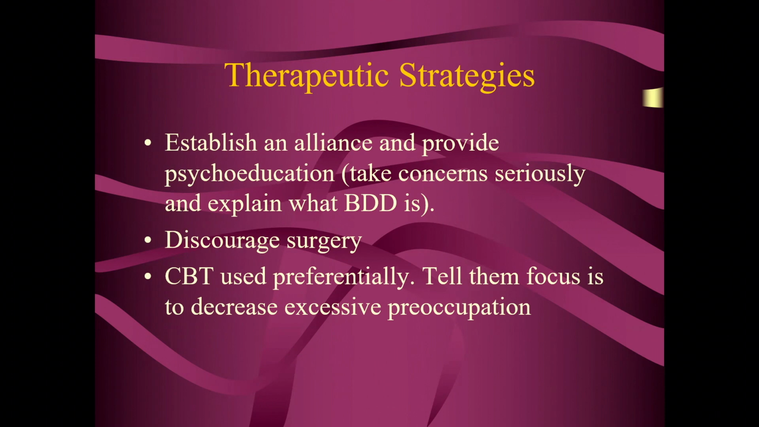Once you've done all this, I recommend that you establish alliance with the patient, and you have to provide psychoeducation. Take their concerns seriously. Explain that what they have is BDD. You don't want to tell them their concerns aren't real. Their concerns are very real, but the concerns are from body dysmorphic disorder. And you want to discourage surgery. You tell them, I don't think surgery is a good idea here with you. We want to use CBT. The idea of the CBT is to decrease their excessive preoccupation. These people have obsessions about their bodies, and they are excessively preoccupied with these obsessions, going 8 hours a day. So we want to decrease the preoccupation with their bodily obsessions. And you can let them know that.